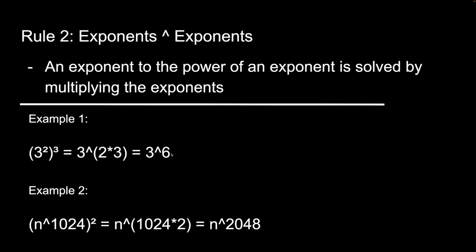In our second example here, we have a variable n to the power of 1024 in parentheses, and all of that is raised to the second power. Again, all we need to do is multiply the two exponents. So here we have 1024 and we have 2. And if you multiply them, you'd get 2048. So this would simplify to n to the 2048th power.